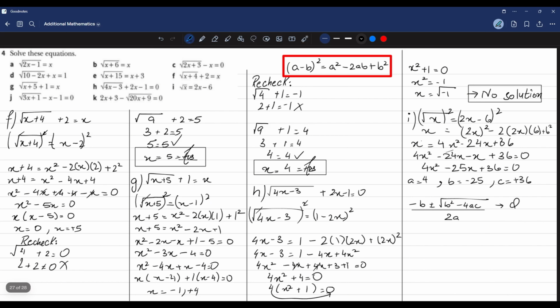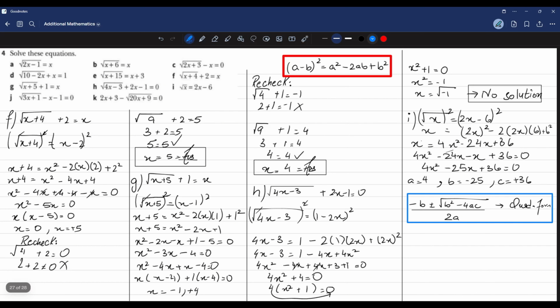This is the quadratic formula, for those who don't know, just in case. Okay, so this is the quadratic formula for those who don't know. What I'm going to do is write this down.